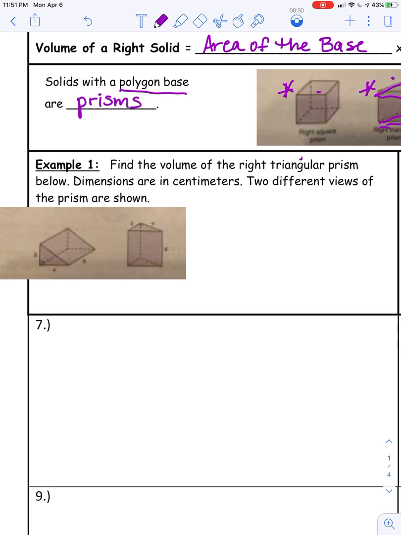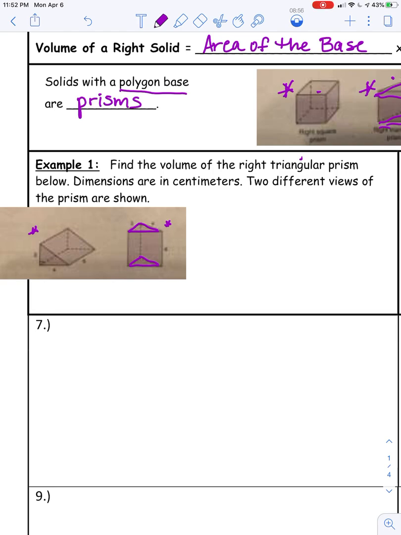Okay, so the prism is laying on its side in one of the demonstrations of the solid, and in the other, they've turned it so that it's resting on its actual base. How do I know that's the base? Because the bases have the same shape. That's what it's resting on in this particular one. Okay, so it's sitting on the base.